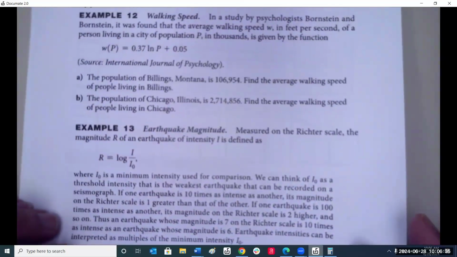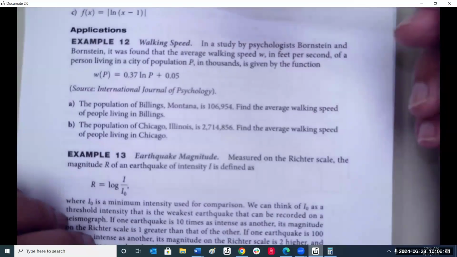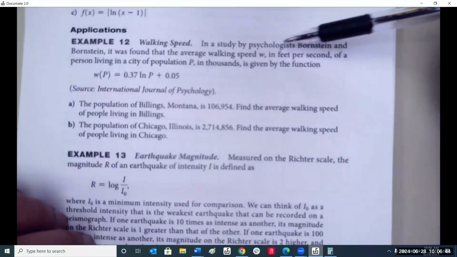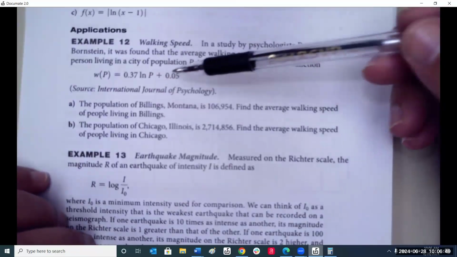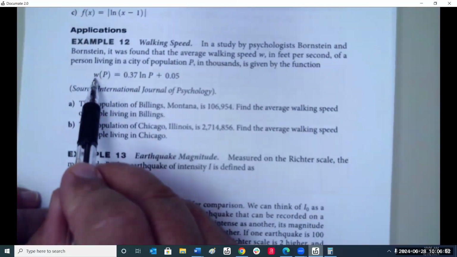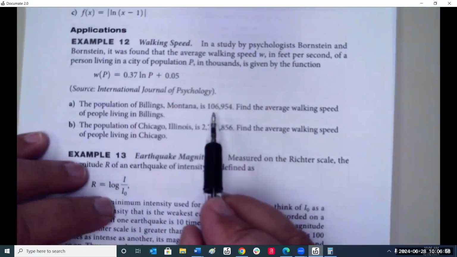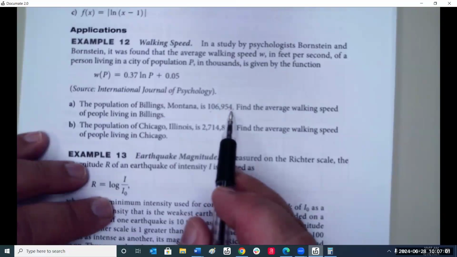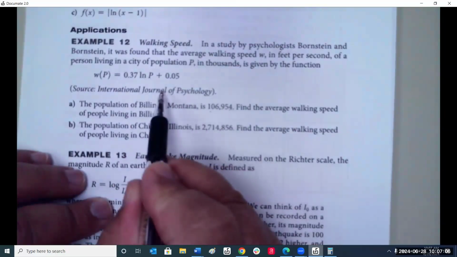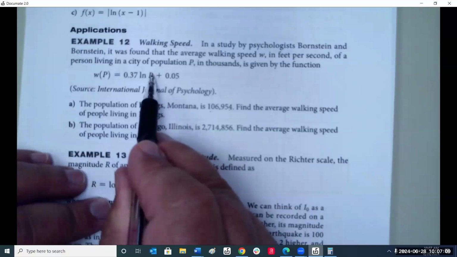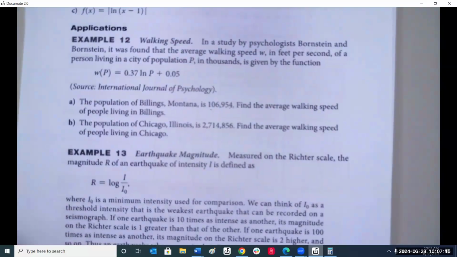The application problems. In a study by psychologists Bornstein and Bornstein, it was found that the average walking speed, W, in feet per second of a person living in a city of population P was given by this formula, where W is the speed of walking, P is a population. If the population is 106,954, what's the average walking speed? Just plug it in there. Just take this number, plug it in there, take the ln of it, multiply by that, and add that. Do the same thing with that one. So it's not much there.